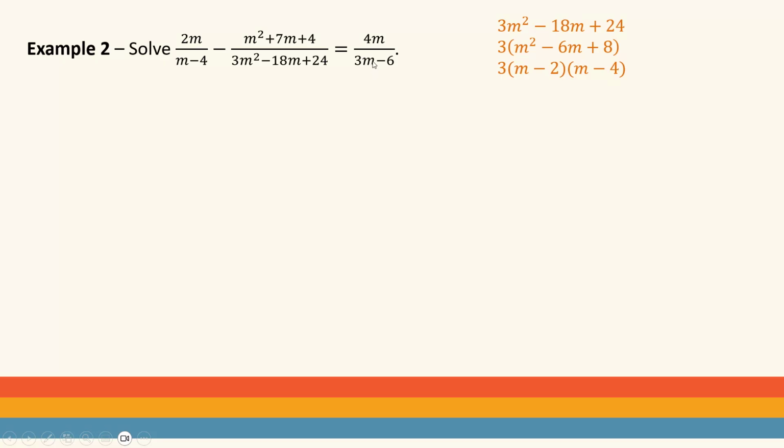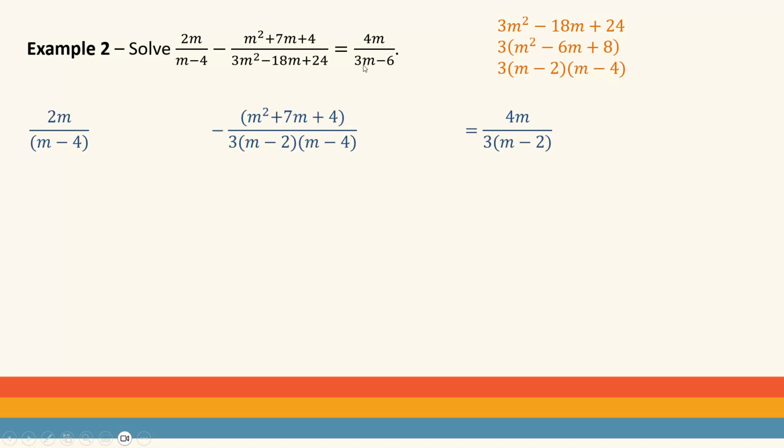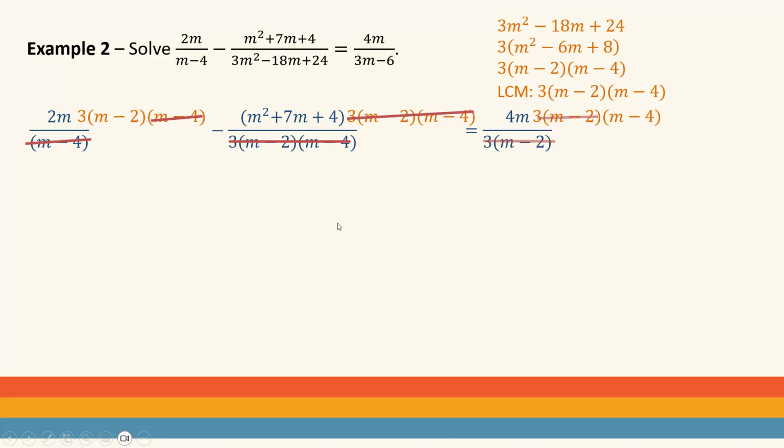And then this third denominator, we can factor a 3 out of that, so that becomes 3 times m minus 2. So now that we have factored our denominators, we can identify the least common denominator. It contains each factor the most times it occurs, so 3 times m minus 2 times m minus 4. And then we are going to multiply both sides by the least common denominator, and then we will divide out like factors, and then we'll solve the resulting equation.